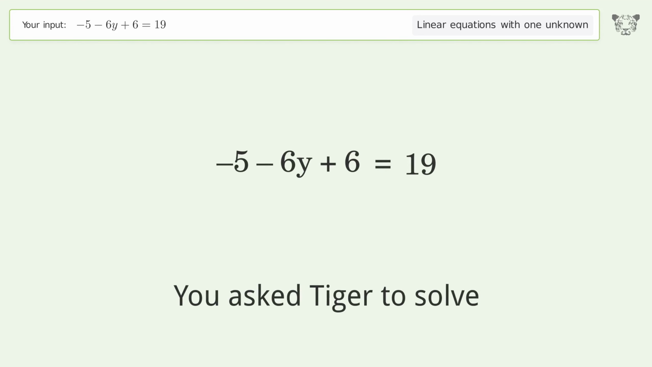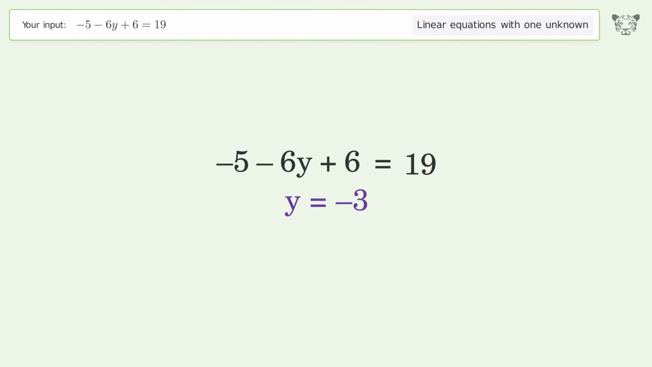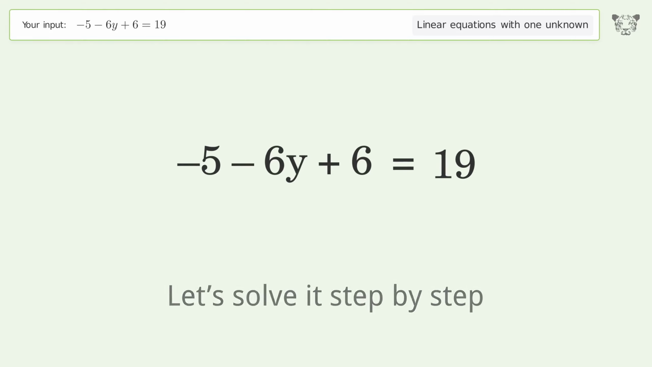You ask Tiger to solve this. This deals with linear equations with one unknown. The final result is y equals -3. Let's solve it step by step.